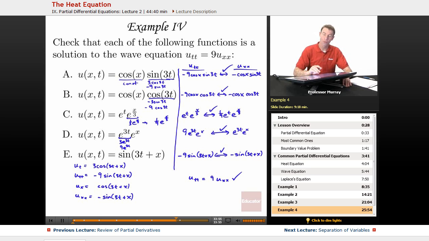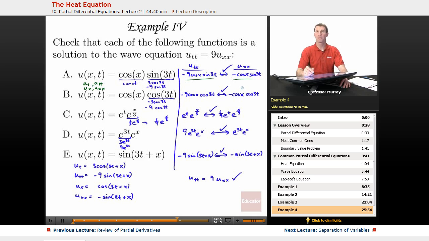So let me remind you how we did that. In each one of these functions, we worked out u sub t and u sub tt and u sub x and u sub xx. And then I just listed what we got for each of those second partial derivatives over on the right here.